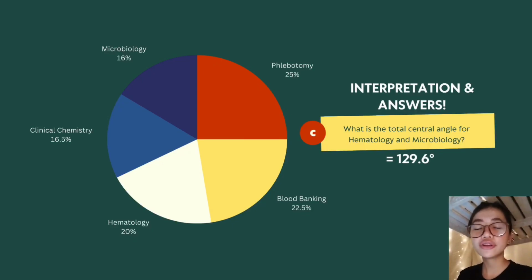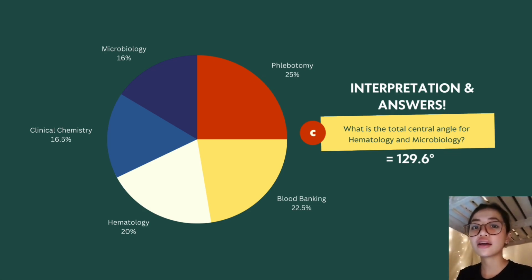For letter C, we have the question, what is the total central angle for hematology and microbiology? To find these answers, we will use the formula: central angle of data equals the given data divided by the total of data times 360 degrees. For hematology, 40, which is the given data, divided by 200, which is the total of data, times 360 degrees equals 72 degrees.